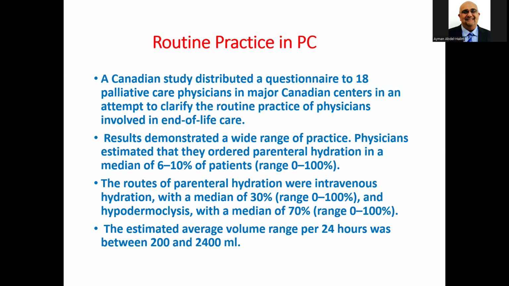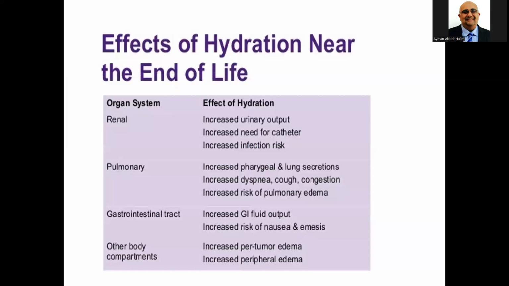30% they use the regular IV route, and 70% they use hypodermoclysis. And the estimated average volumes range from 200 to 2400 ml. Again, effects of hydration near the end of life, the pros and cons. Again, the most important thing to learn is fluids at end of life could be detrimental, except in patients with delirium or cognitive changes.